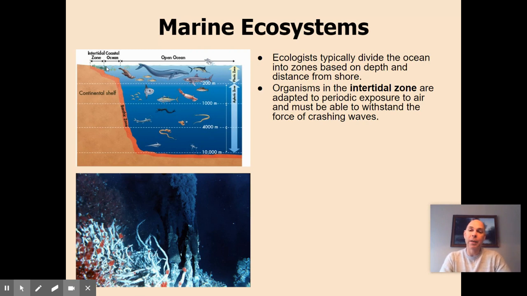We have 2 low tides and 2 high tides per day. So animals that live in the intertidal zone have to be able to either withstand a little bit of exposure to air during that low tide period or being completely submerged during the high tide time period. Unless, of course, they're able to move on their own.